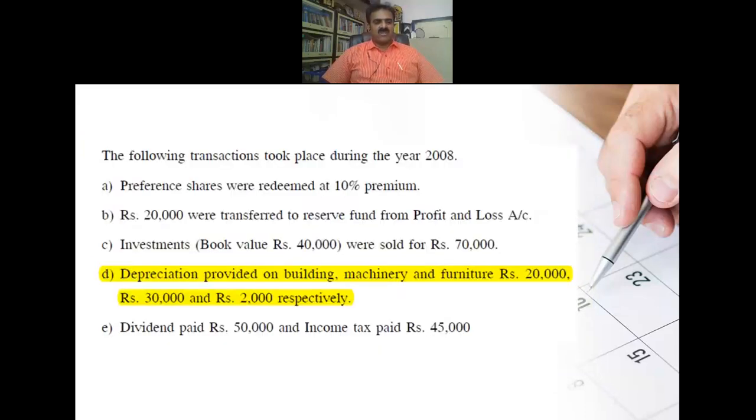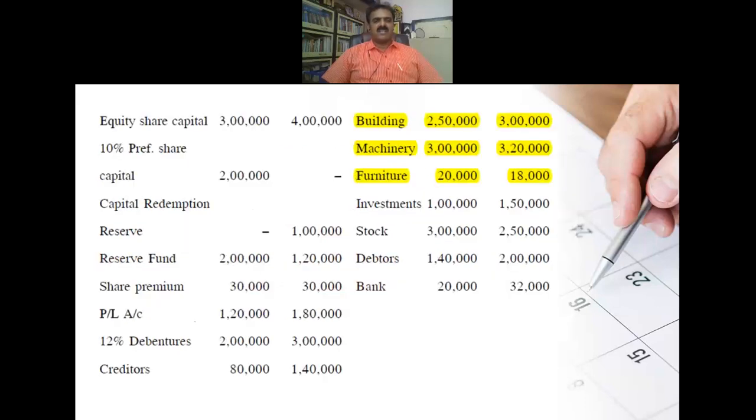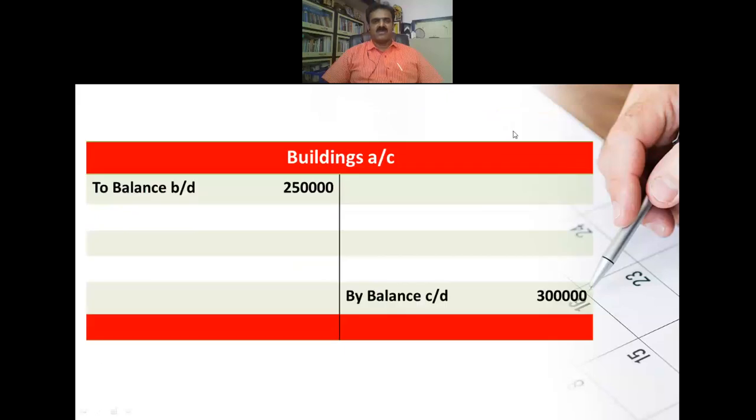Next adjustment is the combination of three depreciations on machinery, furniture, and building. There is a depreciation provided on building, machinery, furniture to the tune of 20, 30, and 2 respectively. So we need to prepare buildings account, machinery account, and furniture account. So first come to the buildings account. Building account opening value is 2,50,000, closing value is 3 lakh rupees.